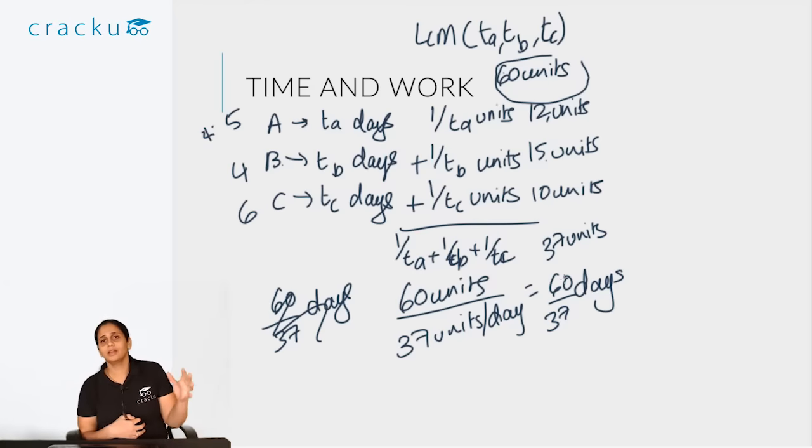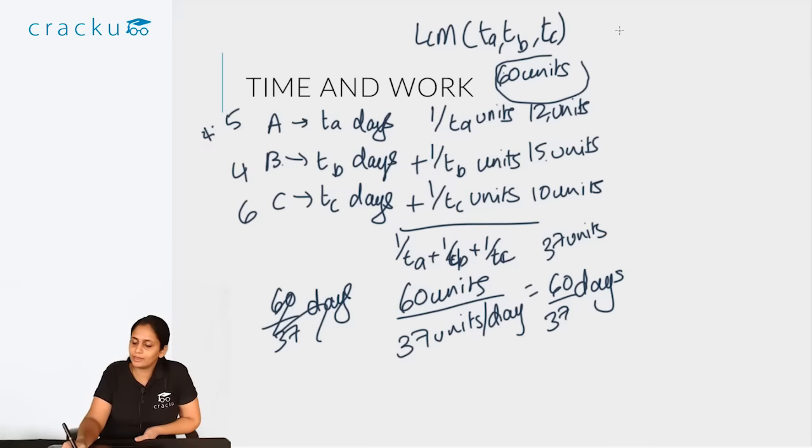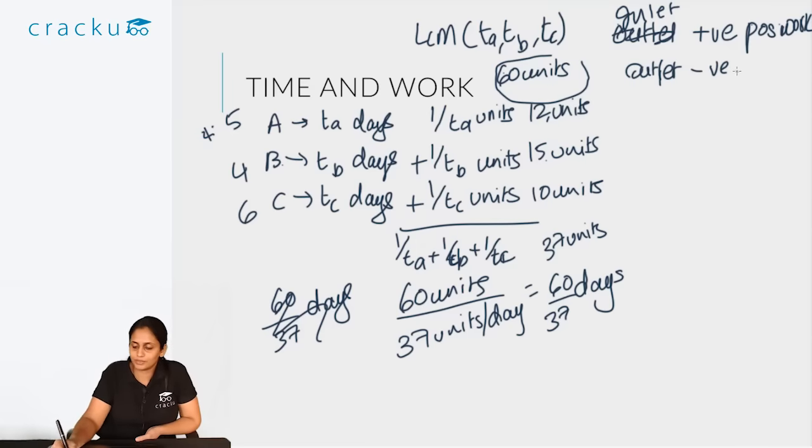Now, pipes and cisterns is an extension of this. Essentially, when you have to fill a tank, an inlet can be considered as a pipe doing positive work, and an outlet is a pipe doing negative work, or has negative efficiency. So suppose pipe A fills the tank in 8 hours, pipe B, this is an inlet, fills it in 6 hours, and pipe C empties it in 10 hours.